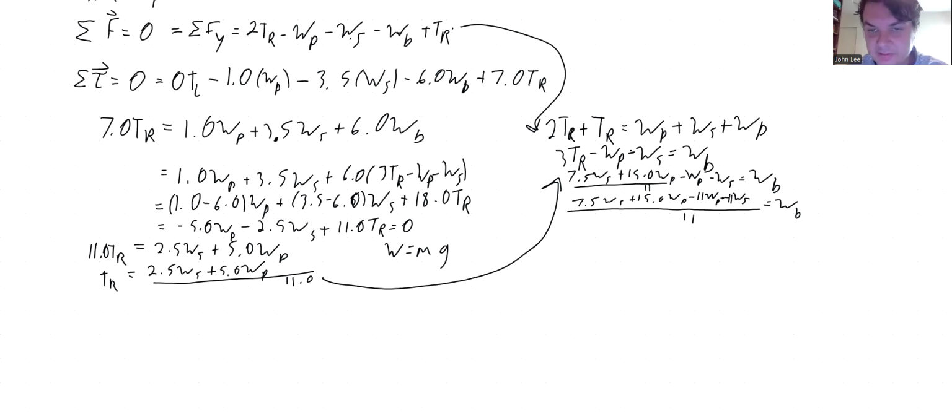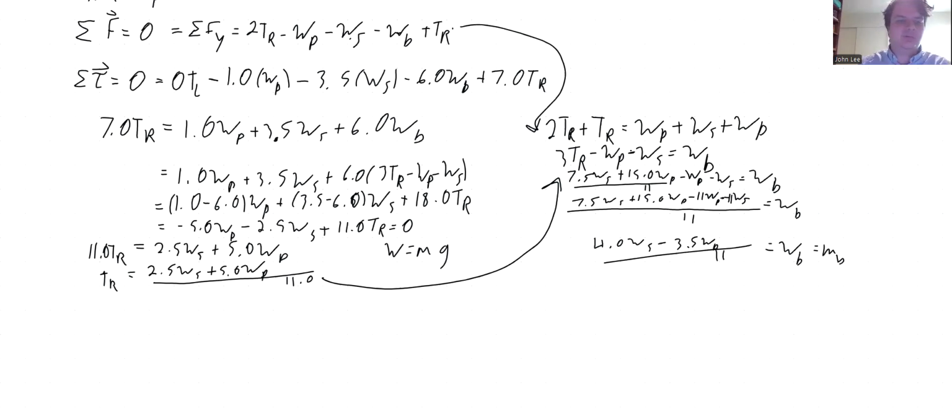And then putting that through, you have 4.0 weight of the scaffold minus, what is 11 minus 7.5? That is going to be 3.5. 3.5 weight of the person over 11 is going to be equal to the weight of the bucket, which is going to be the mass of the bucket times g.